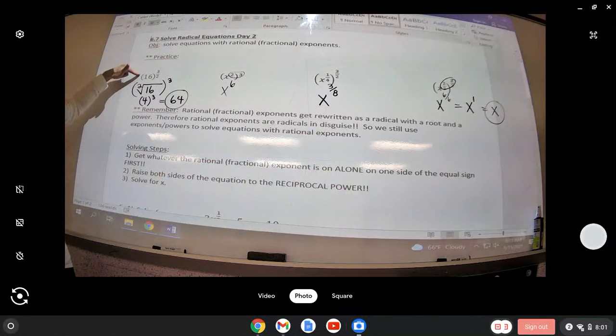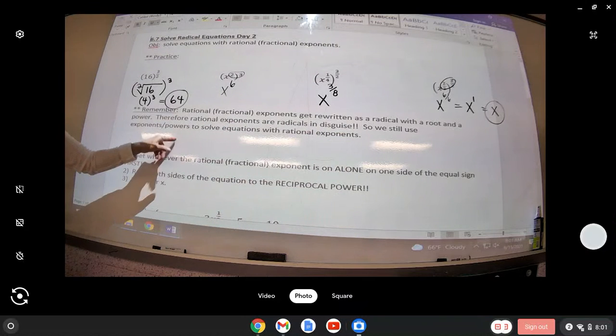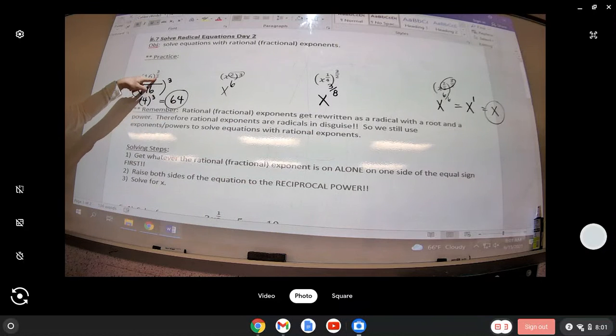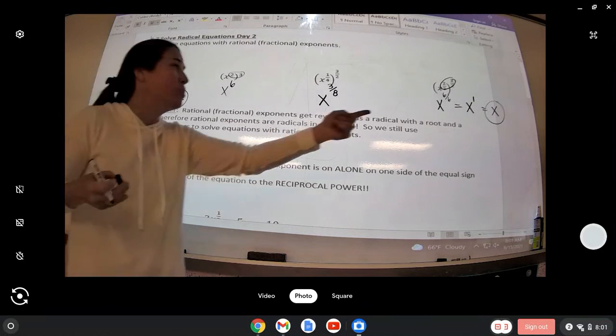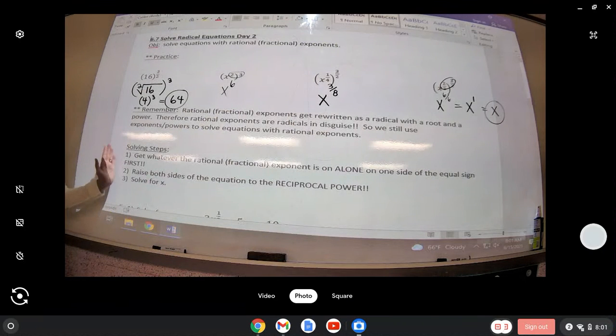This is a radical problem in disguise. So we will still use exponents and powers to solve equations with these rational or fractional exponents, all right? Except we're going to always use that reciprocal power. All right, so the steps that I need you guys to follow today.